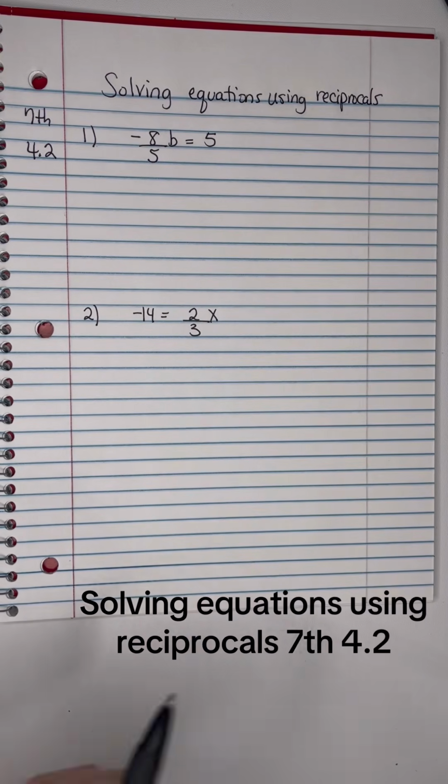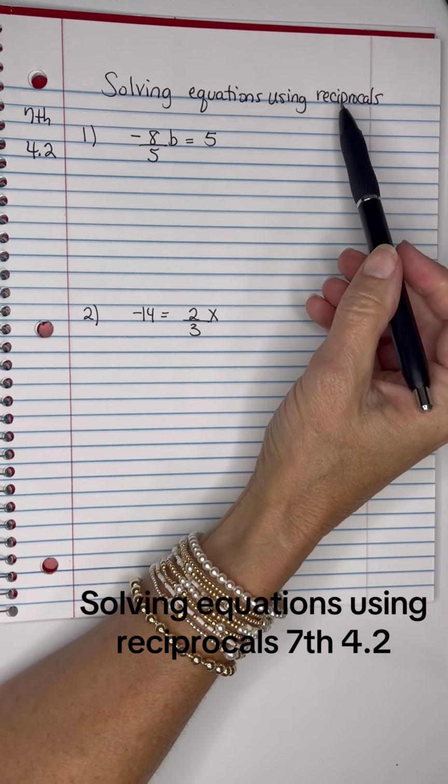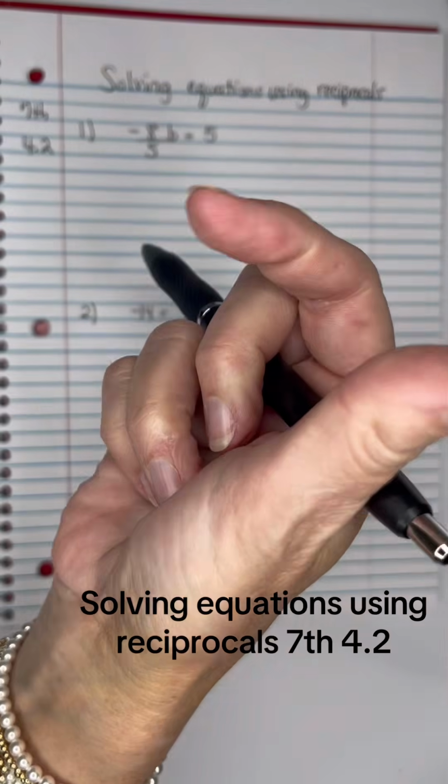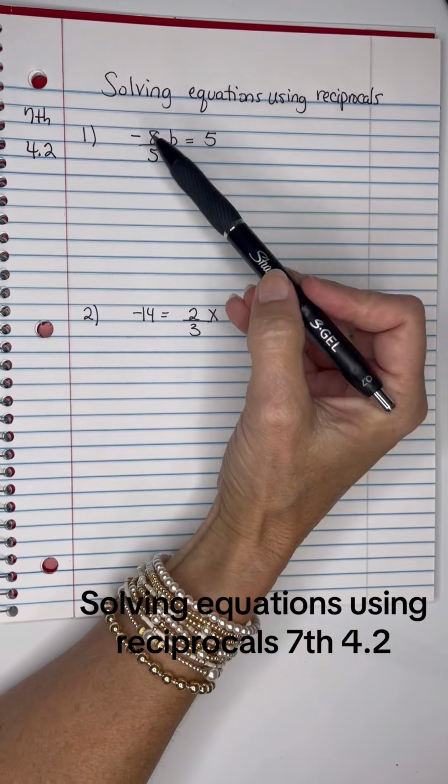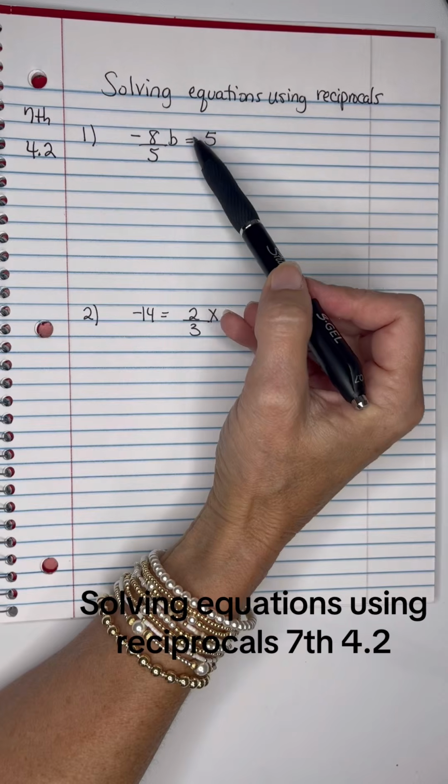Going to solve equations using reciprocals. Now, I'll remind you that a reciprocal is when you take a fraction and you flip it upside down. So I have the fraction negative 8/5 b equals 5.